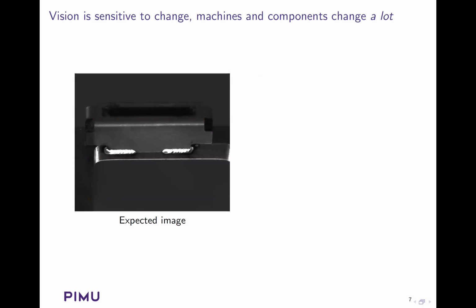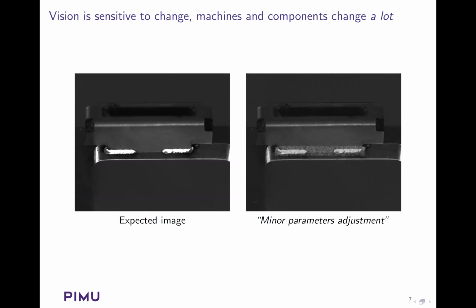Or my last example is we had to check for these 2 bright spots, which are metal on metal welding, and we had to inspect for the quality of the welding. And the customer had to change some parameters of the welding process. And this is the end image we got. They just did a few adjustments. And I think I get my point across. I'm meaning to say vision is super sensitive to change.